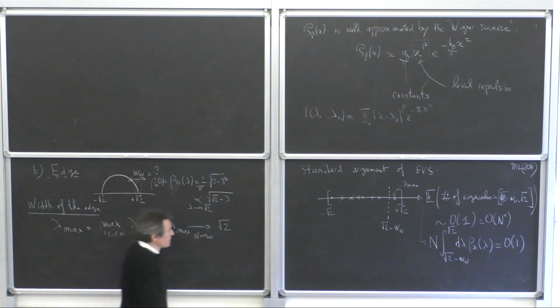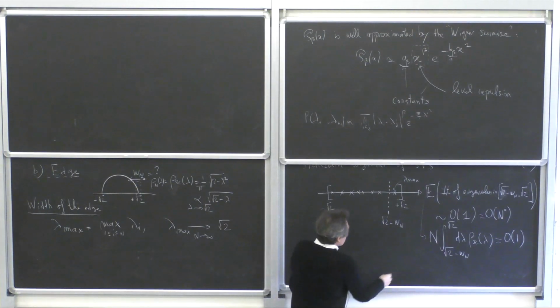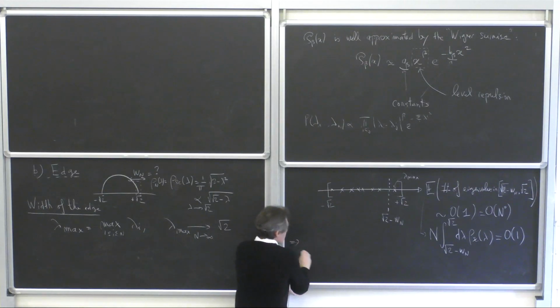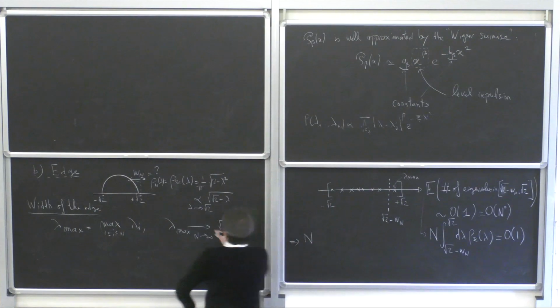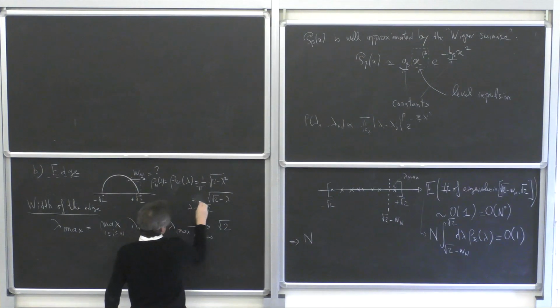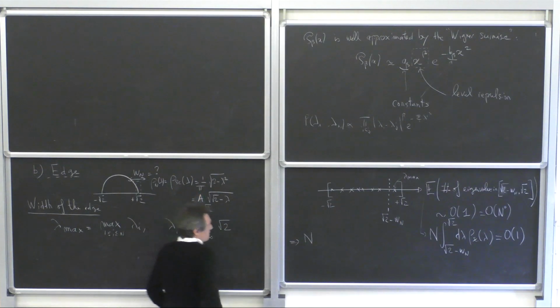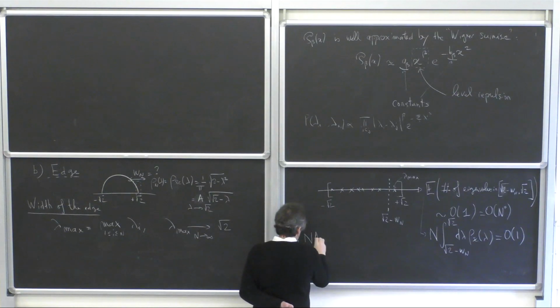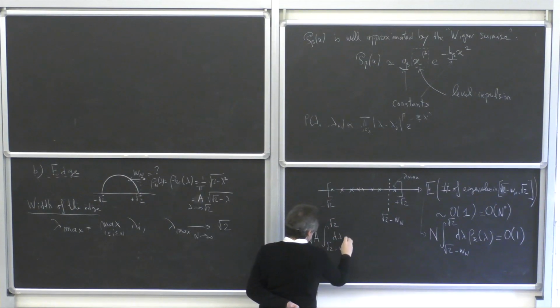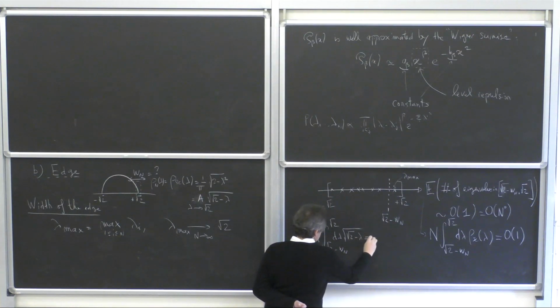So let's just replace it by its behavior. So I get n, and there will be some constant which I don't want to compute. So that will be a times the integral from square root of 2 minus Wn to square root of 2, d lambda, square root of 2 minus lambda. This should be of order 1.